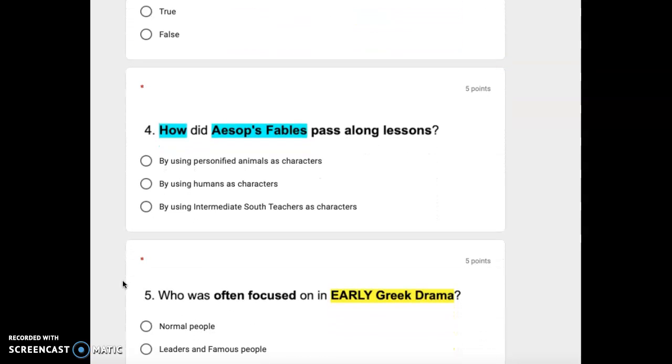Number 4. How did Aesop's fables pass along lessons? By using personified animals as characters? By using humans as characters? Or by using Intermediate South teachers as characters?